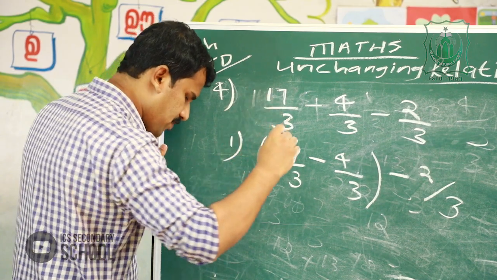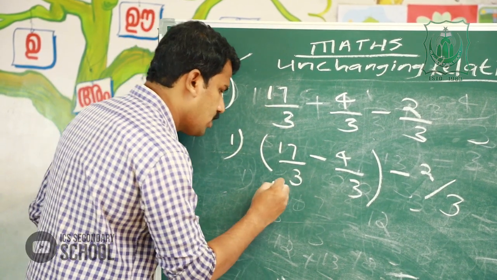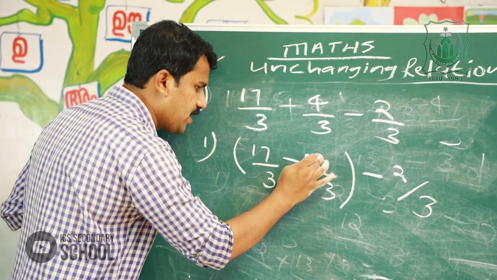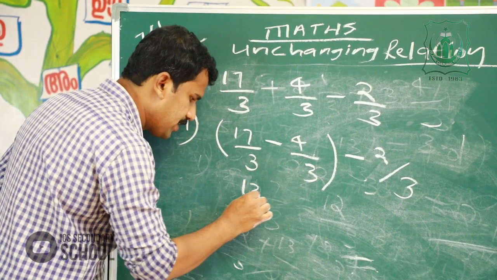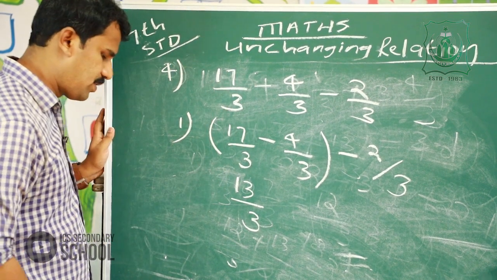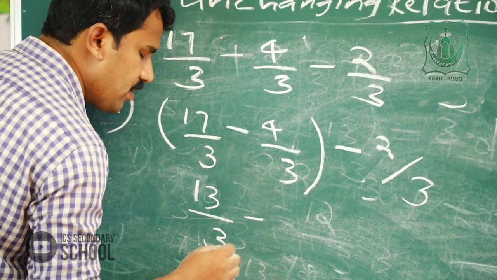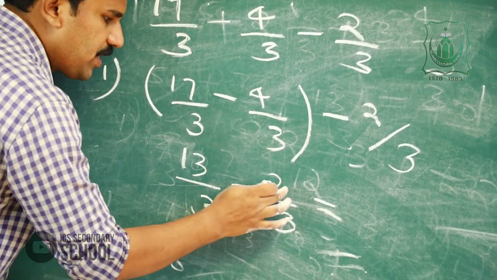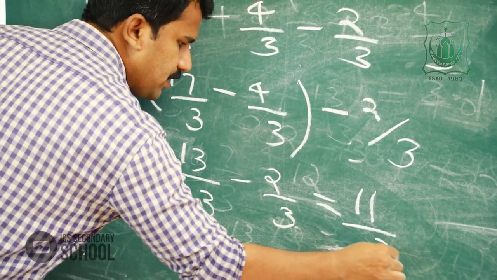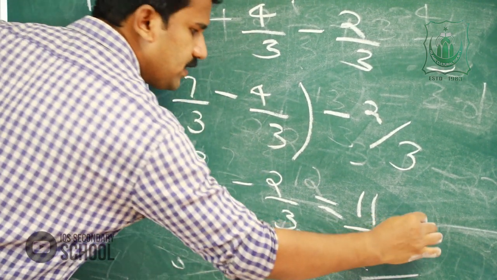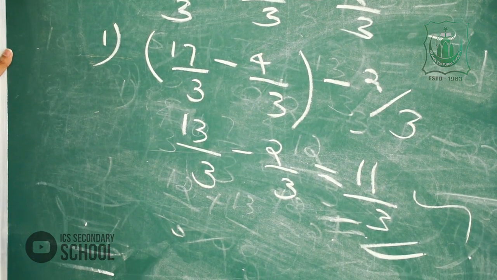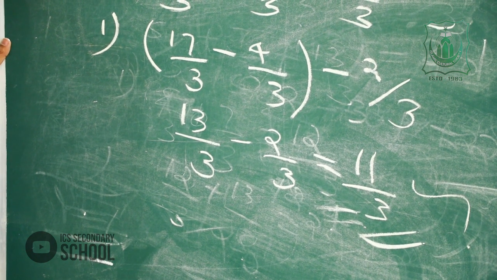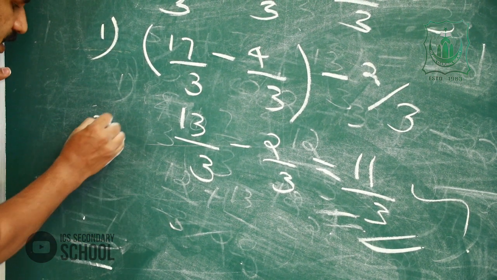That is 17 by 3 minus 4 by 3, that is 17 minus 4, that is 13, 13 by 3. Subtracted from the last number, 2 by 3, 13 minus 2, that is 11, 11 by 3. So the answer is 11 by 3.